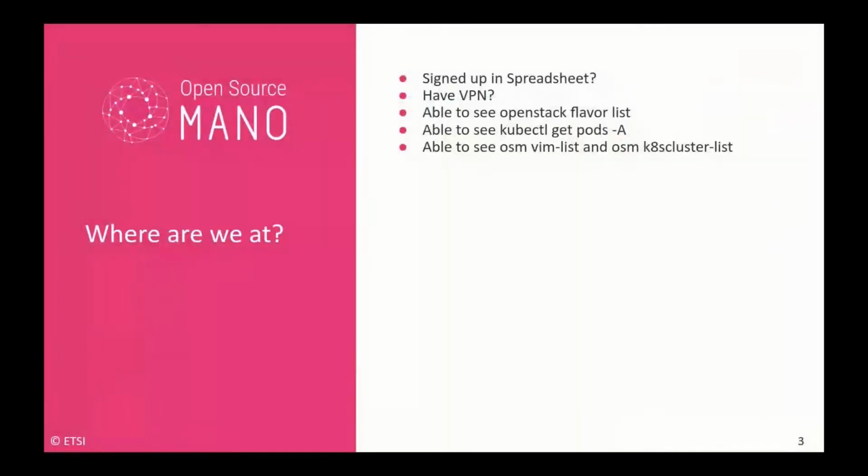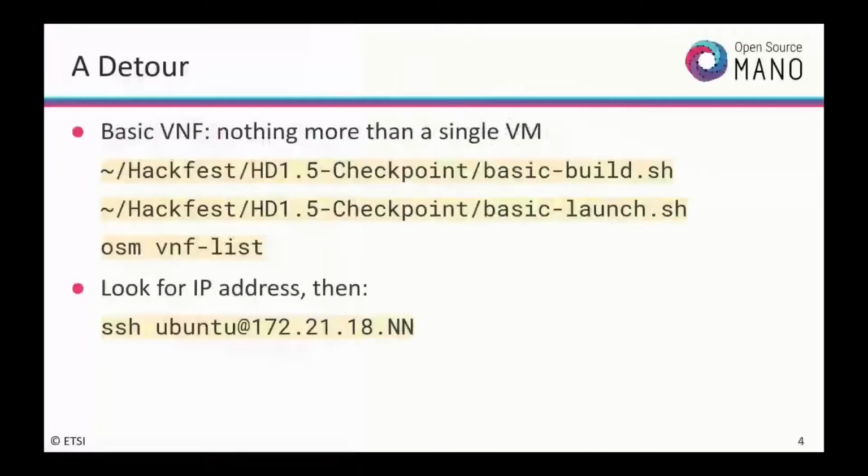We wanted to make sure that you've signed up in the spreadsheet. You have your VPN. You're able to see the OpenStack flavor list. You can do the kubectl get pods -A, and that OSM vim-list and OSM k8scluster-list work. With those things working, we should then be able to actually take a small detour and launch a network service.